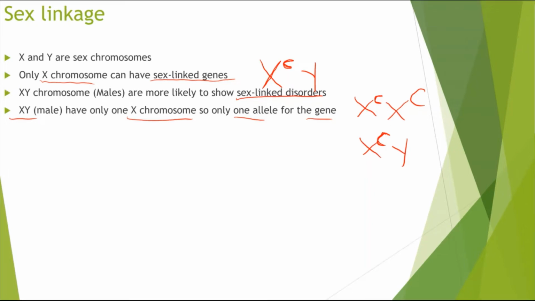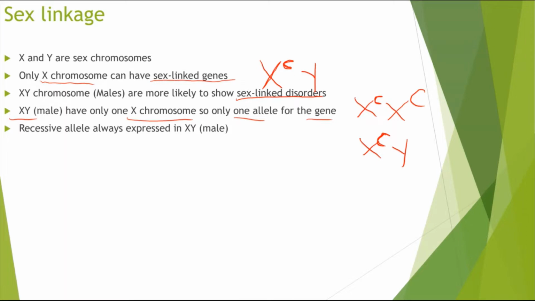A very common exam question is, why are males more likely to have sex-linked disorders? And they might try and trick you. They might, for example, have a chicken, and they might say, why are females more likely to have sex-linked disorders than males? Then you can simply say that recessive alleles will always be expressed in the XY chromosomes. So first state that they have XY chromosomes, and because of that they only have one allele, and if it's the recessive allele for the sex-linked disorder, then that will always be expressed.